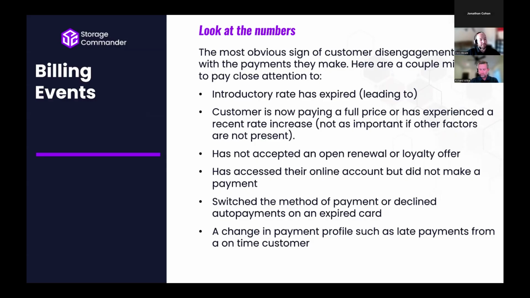If they've switched the method of payment or perhaps their auto pay is now declining, these could signal a change in engagement or convenience preference. It could hint at an intent to leave if it's combined with other warning signs.